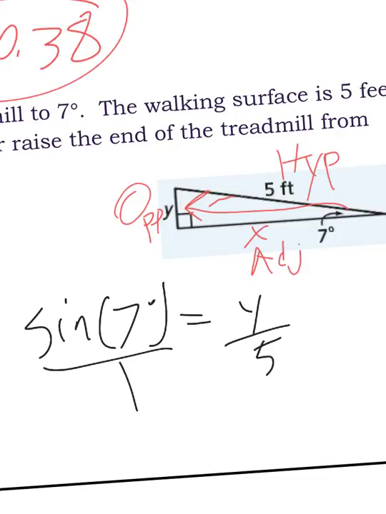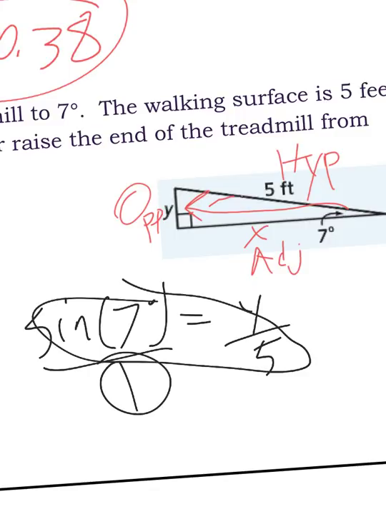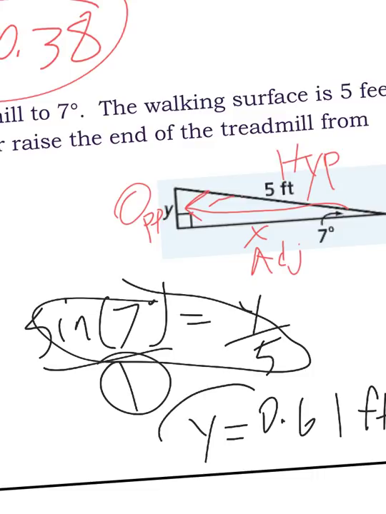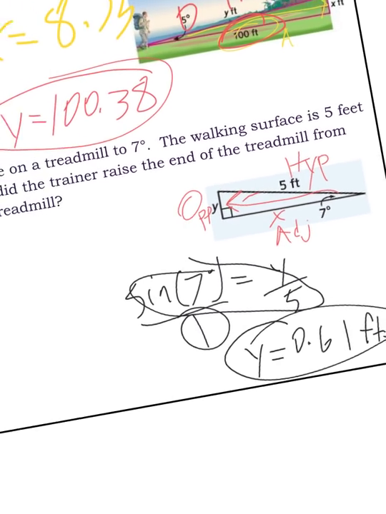Throw this over 1, cross multiply. 5 times sine 7 divided by 1. Y equals 0.61. Looks like your trainer raised it 0.61 feet. Times that by 12, get it in inches. Let's see here. That's about 7 inches, a little more than that. Just thinking about it in my head.